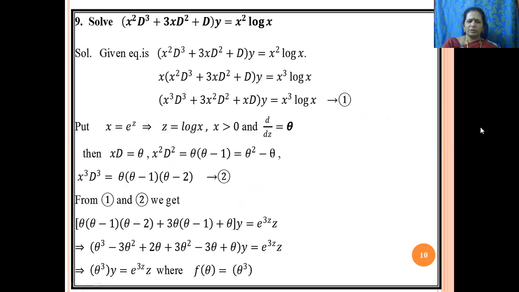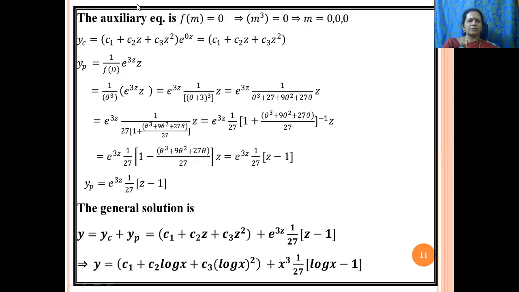Right. Now coming to the next slide, next problem. Solve. This is another type of the Cauchy Euler equation form. x cube d cube plus 2 3x d square plus d into y is equal to x square log x. Right. So write down the same. Apply the Cauchy Euler equation form. We will get the auxiliary equation. See, all are equal roots: 0, 0, 0. If they are equal roots, then the complementary function yc is c1 plus c2 z plus c3 z square, e power 0z, a as 0.